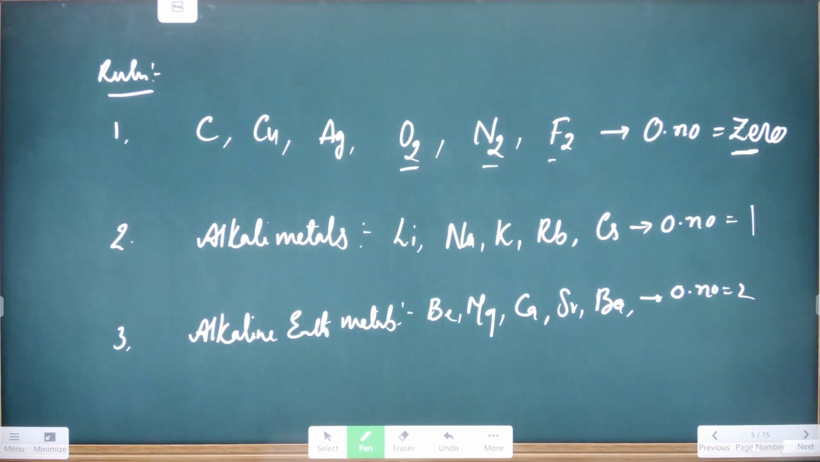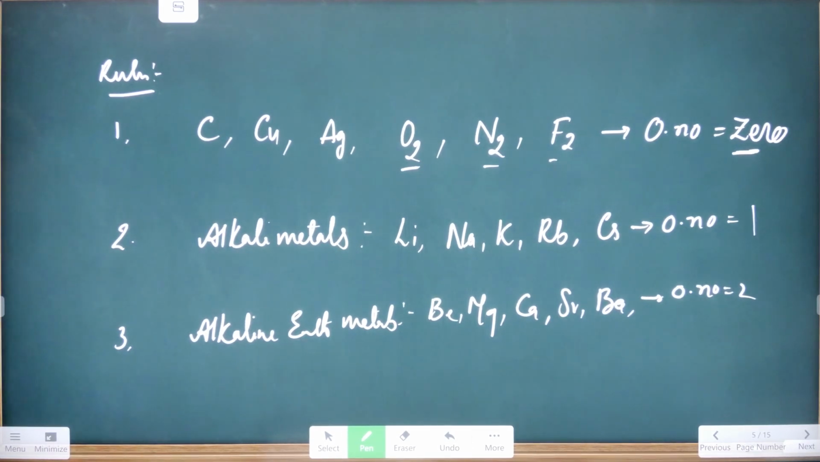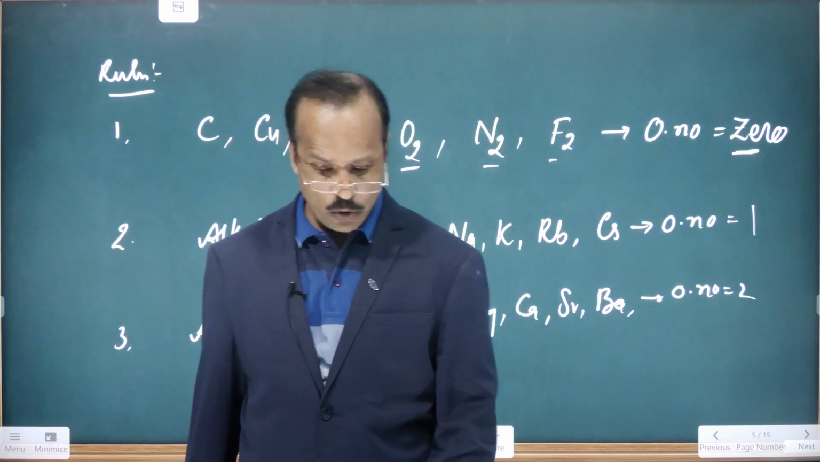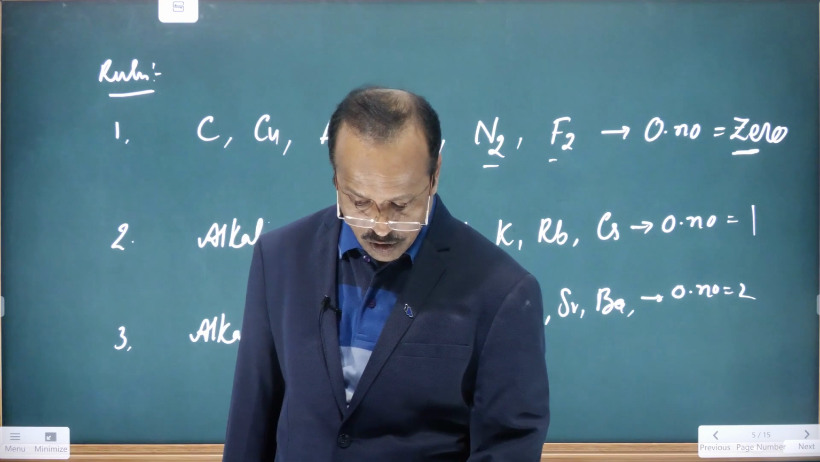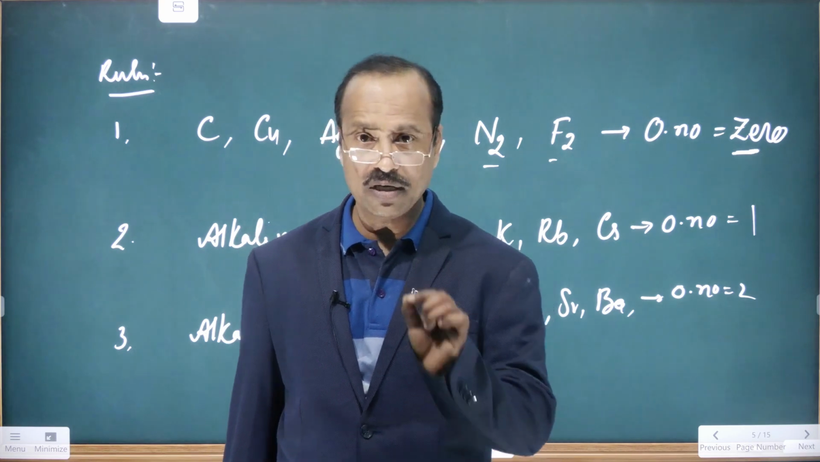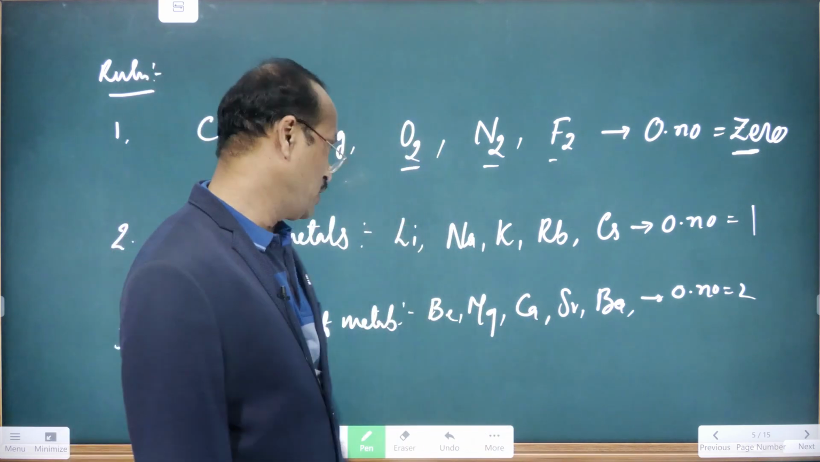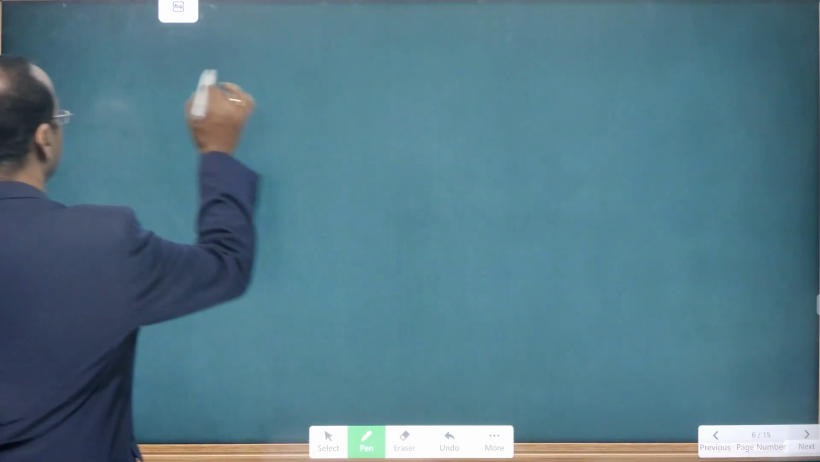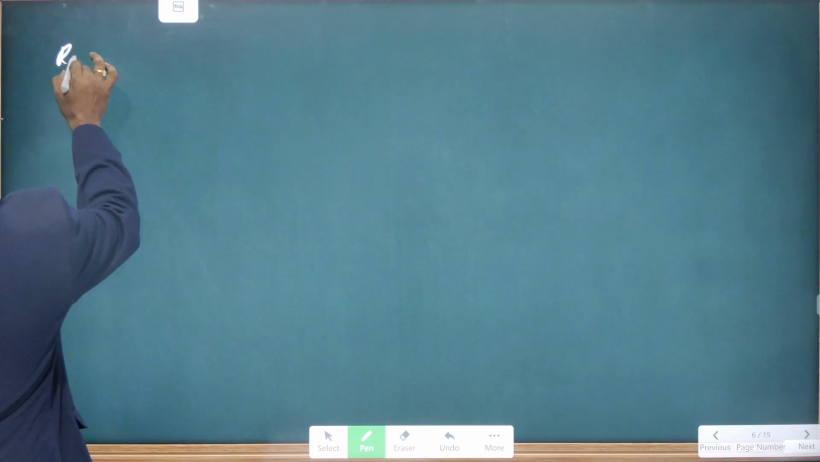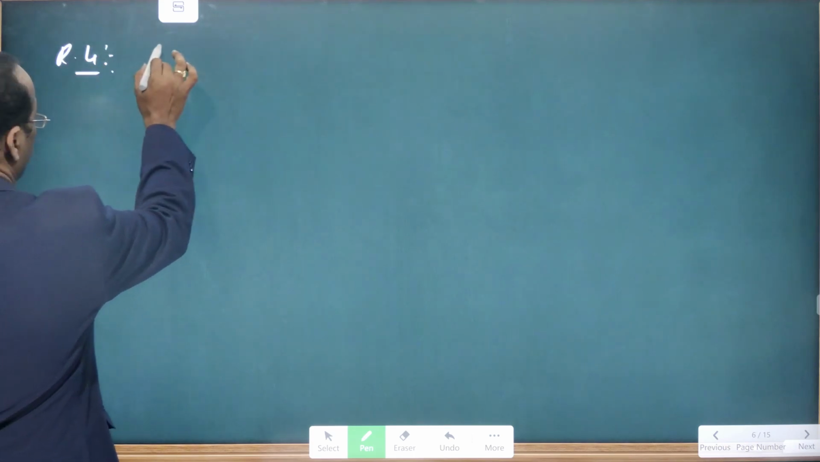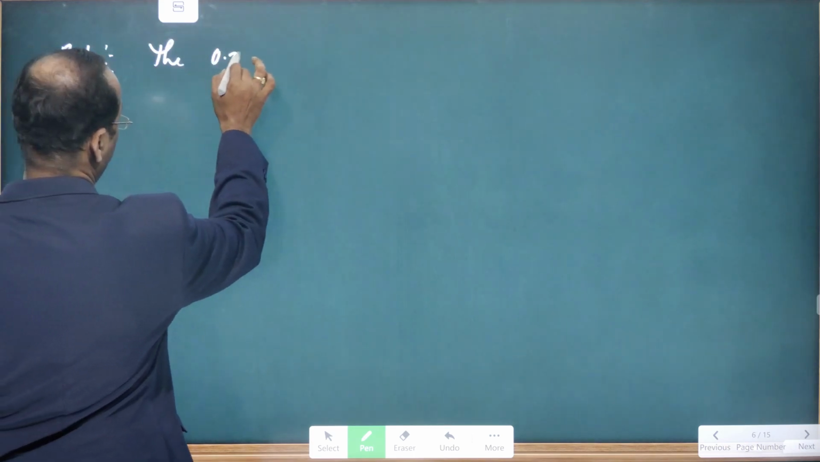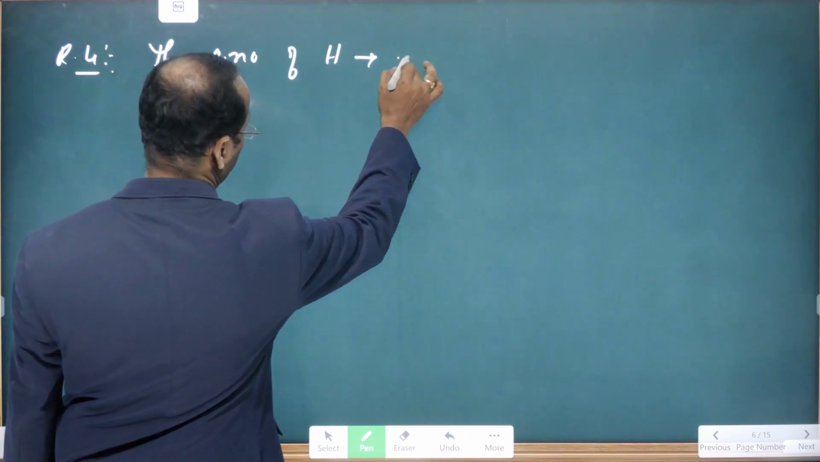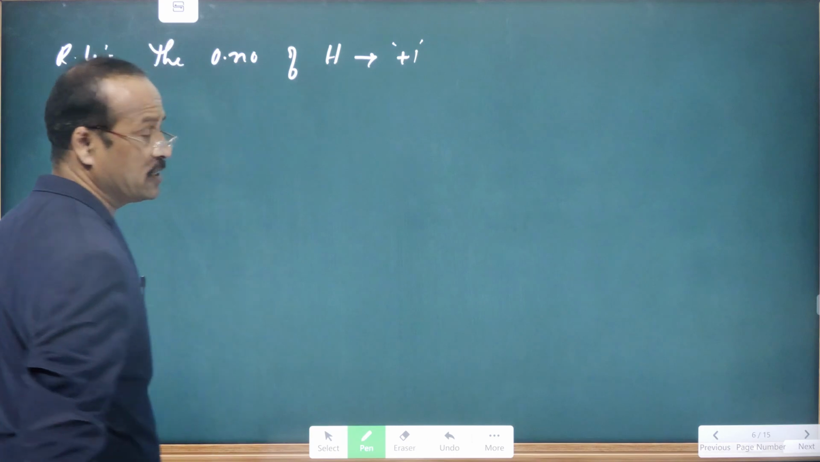Okay. So, these are the 3 rules. These rules are there in your material also. See students, on page number 68. Now, let us come to rule number 4. The general oxidation number of hydrogen is +1. Generally, it is +1.